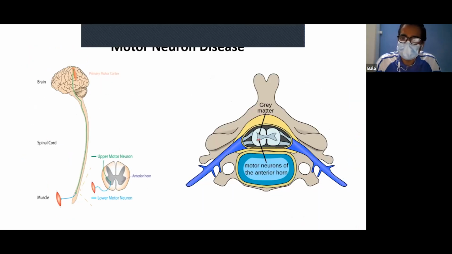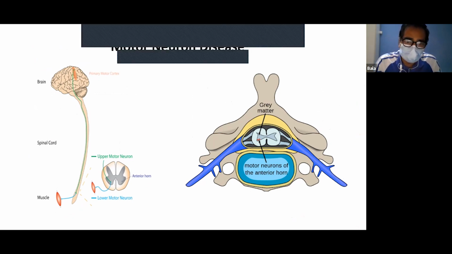But what happens in a motor neuron disease? Just to give you a brief idea, what is motor neuron disease? It affects your motor neurons in your brain, as well as in your spinal cord. And then in turn, it affects your muscles. So your muscles get weak. So that's what motor neuron disease is.